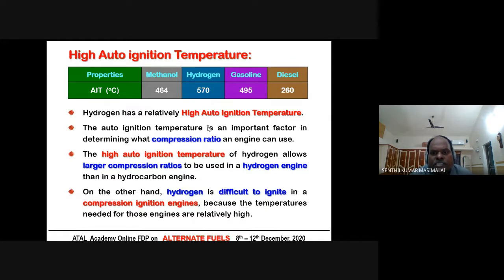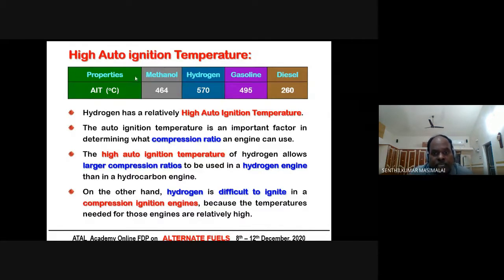Actually, auto ignition temperature is the minimum temperature. See, you are keeping one fuel in a closed chamber and you are simply heating. At what temperature is the fuel automatically ignited without any ignition source? That temperature is called the self-ignition or auto-ignition temperature. If you look at the self-ignition temperature of hydrogen, hydrogen has the highest self-ignition temperature of all the fuels.